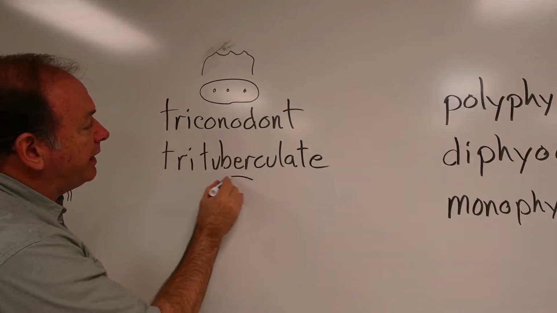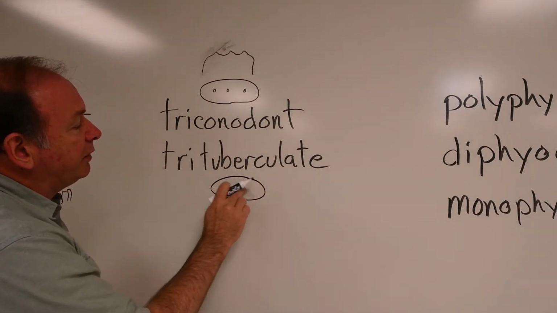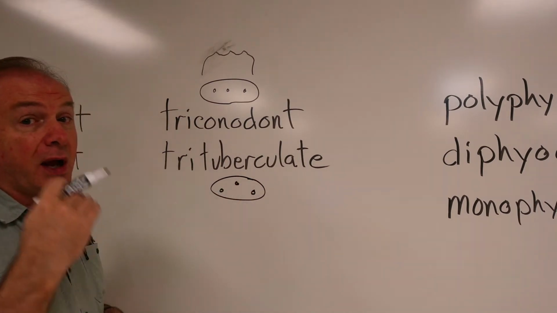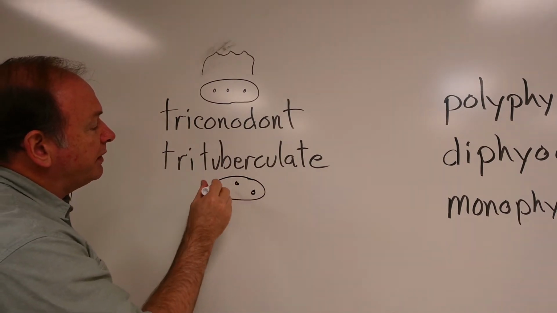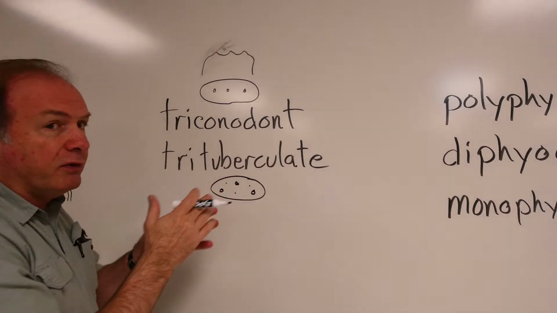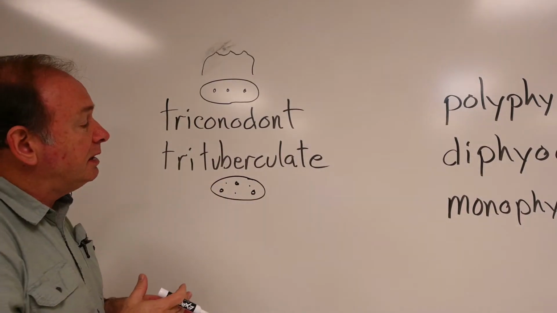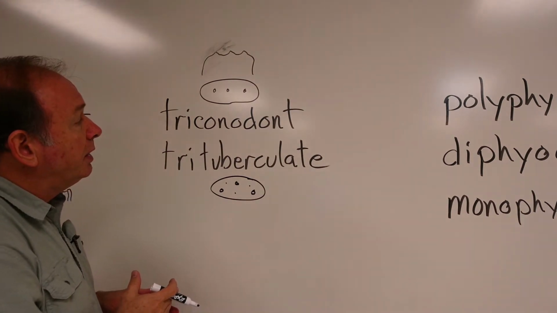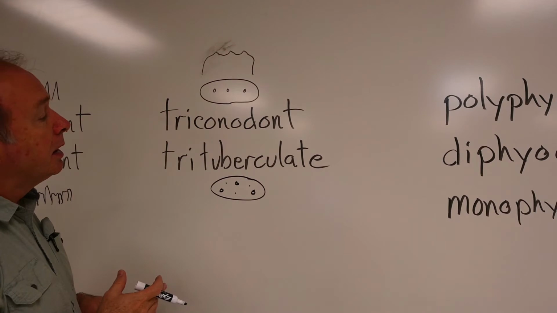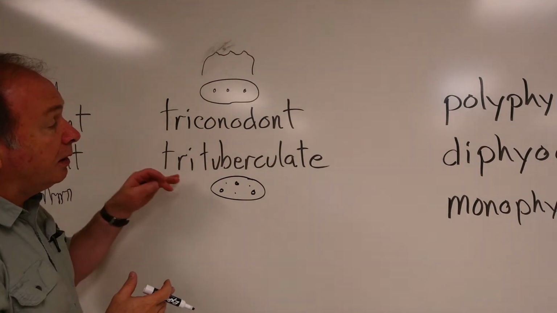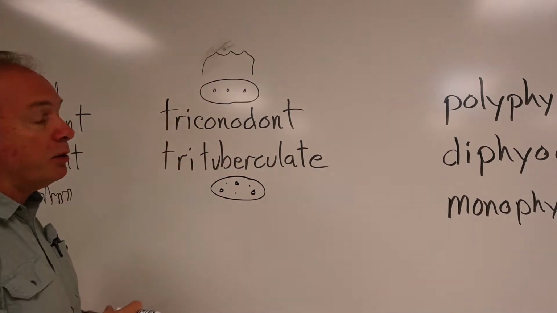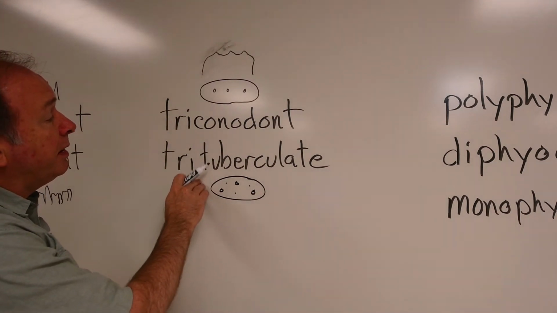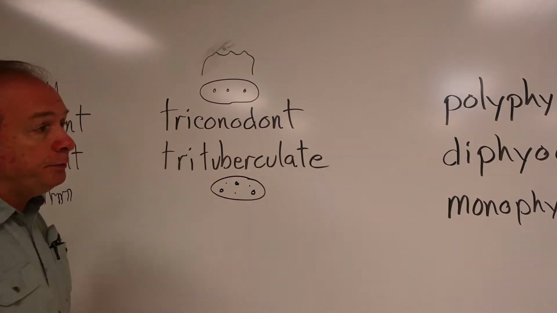Trituberculate is very similar to that. Here the tooth, instead of having 3 points in a row, they are offset. And you can imagine that the opposite jaw would have points that would be offset from those for good crushing activity in the trituberculate type of tooth or molar tooth in some of those early mammals, but more advanced than the triconodont condition. So both of these are considered very primitive mammalian tooth types.